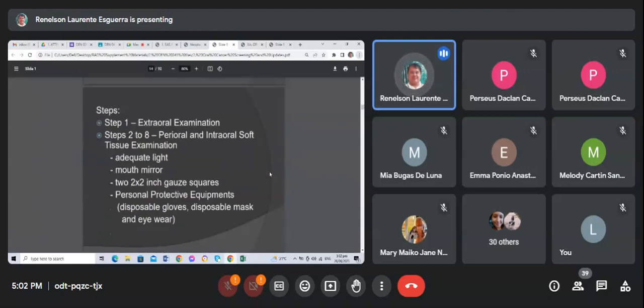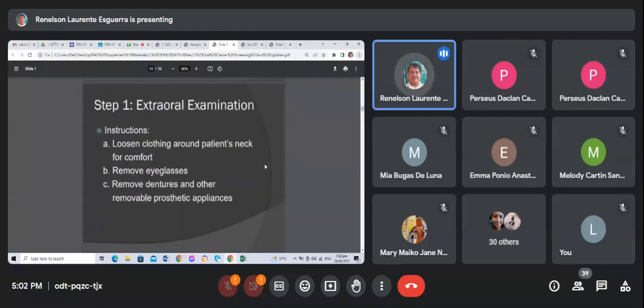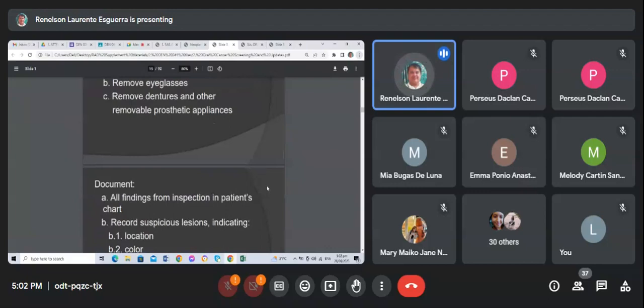If you look into the steps, the first one is extraoral examination. You loosen the clothing around the patient's neck or ask the patient to loosen the neck area. At times, if you do it yourself, you might be construed as something like, oh, the doctor is undressing me. Remove the eyeglasses, remove dentures and other removable prosthetic appliances. Doc, she has braces. Try pulling them out. Hala, okay. It states here removable prosthesis. So that is not included.